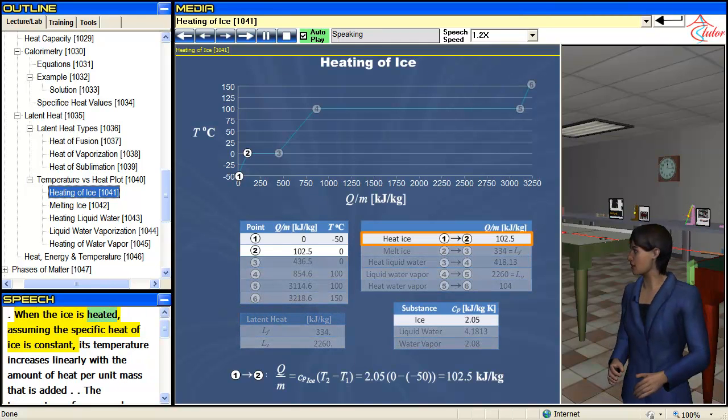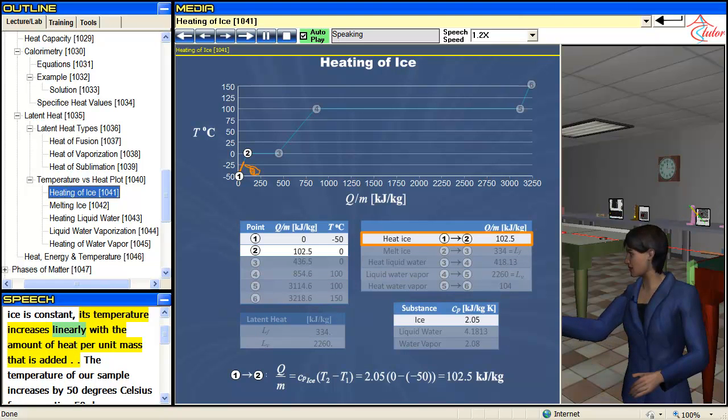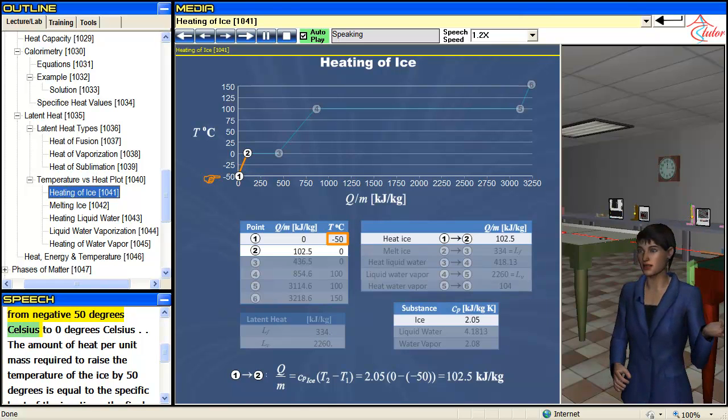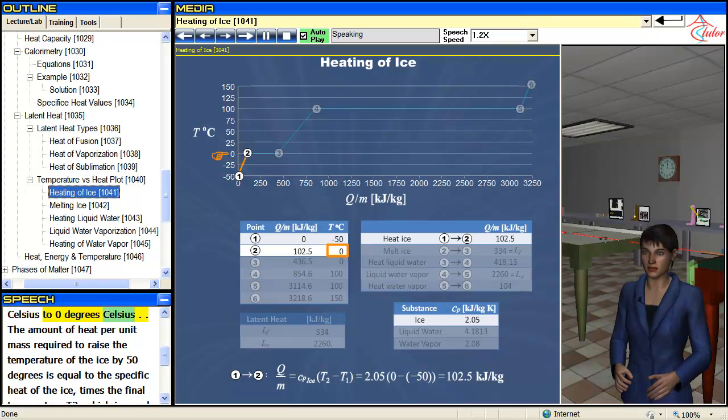When the ice is heated, assuming the specific heat of ice is constant, its temperature increases linearly with the amount of heat per unit mass that is added. The temperature of our sample increases by 50 degrees Celsius, from -50 degrees Celsius to 0 degrees Celsius.